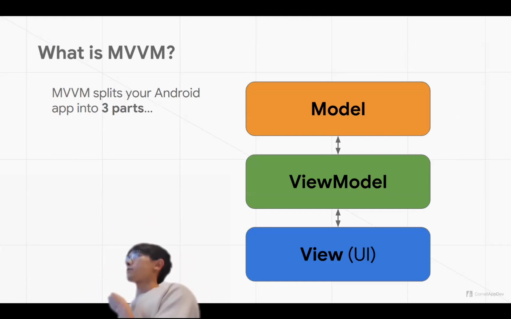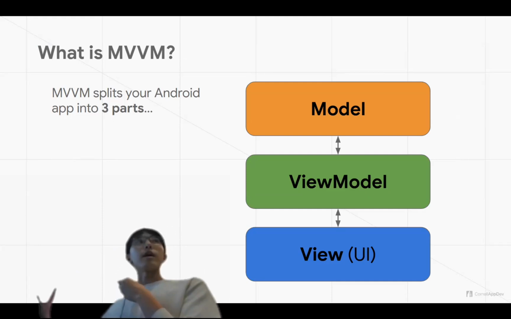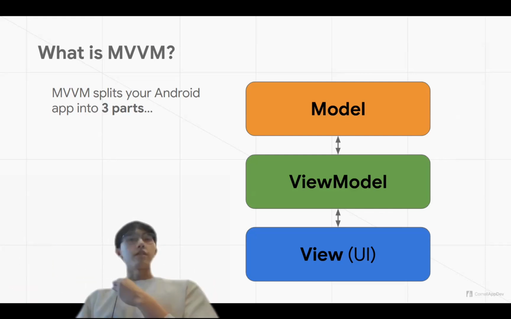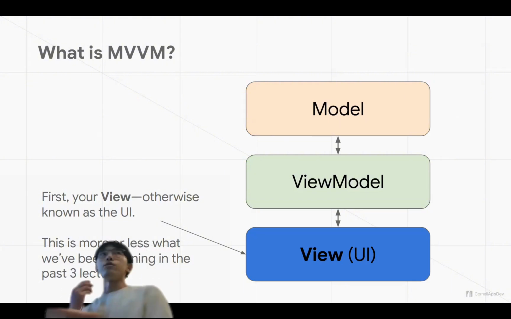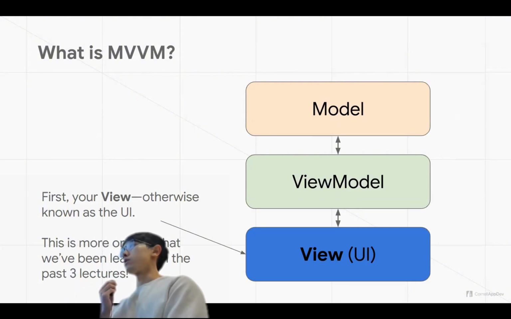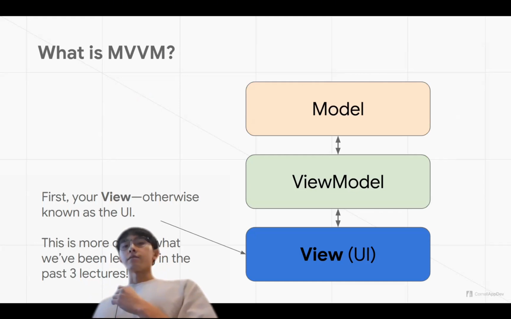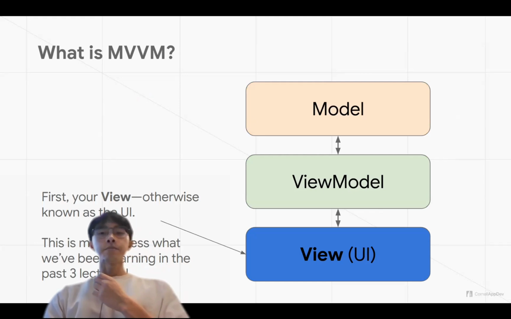So basically, MVVM splits your Android app into 3 different parts. These are the 3 components of your entire app. I'll probably go over them one by one. So you've got the model, the view model, and the view structured in this sort of order. First, your view, which is something that you've already been familiar with. We're basically just calling the UI the view now. This is more or less what you've been learning the past 3 lectures. These are things like your screens, your components, what is actually shown to the user, which again is what weeks 1, 2, and 3 have been focusing on, how to build your actual UI and your screens.